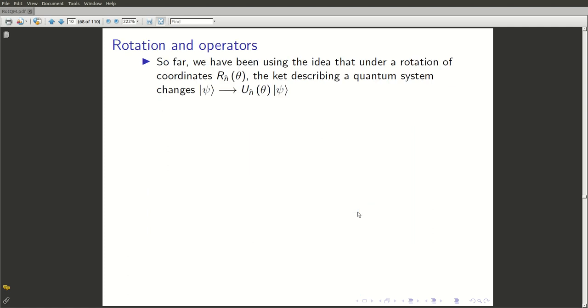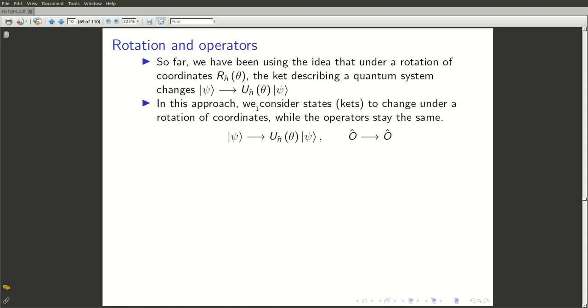Now, so far we have been saying that when you do rotations of coordinates, passive rotations, through a coordinate transformation R(n hat, theta), the ket that describes the quantum system changes. So psi goes over to U(n hat, theta) acting on psi. In this particular approach that we have been using so far, we consider the kets to change under the rotation of coordinates, while the operators themselves stay the same. So this is the full story here. Psi goes over to U(n hat, theta) psi, whereas the operator O stays the same.